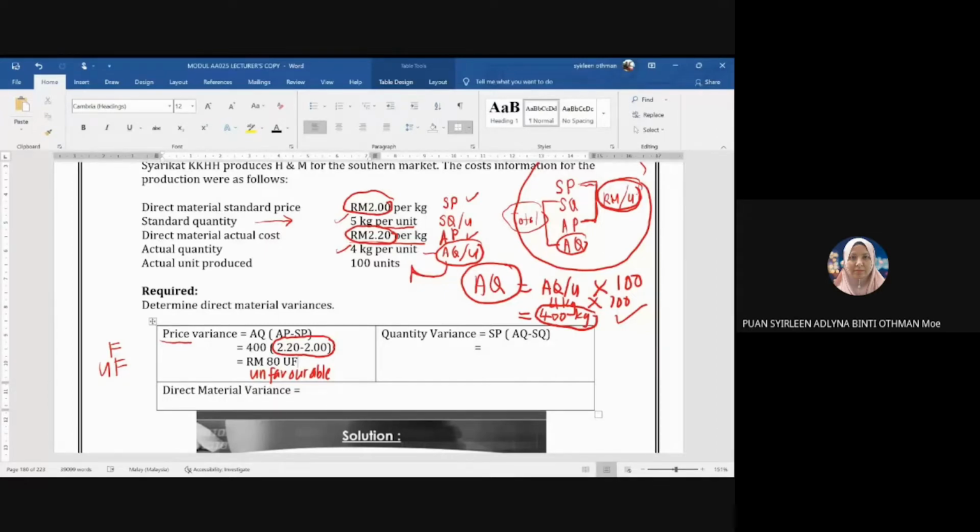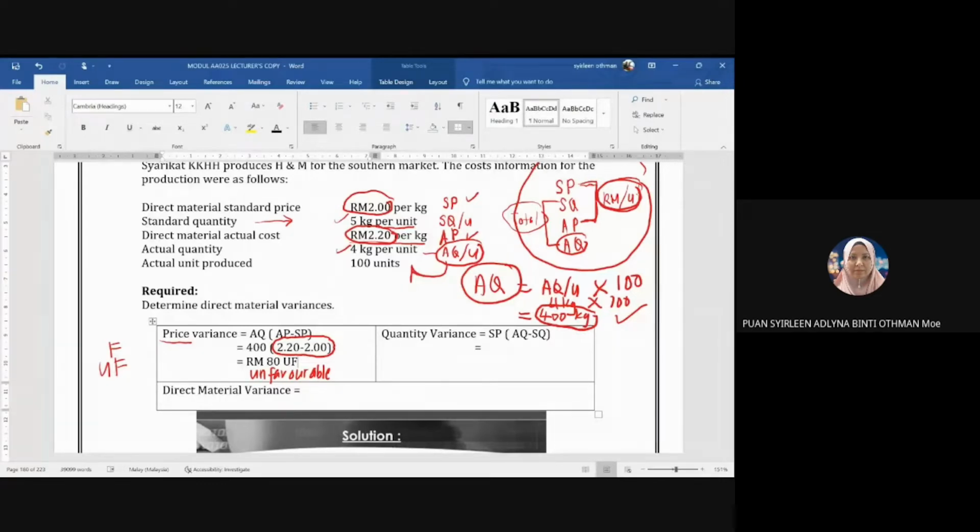Tiba-tiba bila you beli bahan mentah tu untuk production, you spend more than your standard costing. Maksudnya tadi saya plan nak keluar RM2 je. Tiba-tiba bila I beli dekat kedai, oh rupanya I tak dapat harga RM2 tu. I dapat RM2.20 untuk 1 kg. So bila cost sebenar lebih besar dari cost standard, that means tak bagus lah. Okay, sebab apa? Sebab nanti budget you burst lah. Budget awak akan lebih, budget awak tidak menepati. You need to pay more than your budget amount.